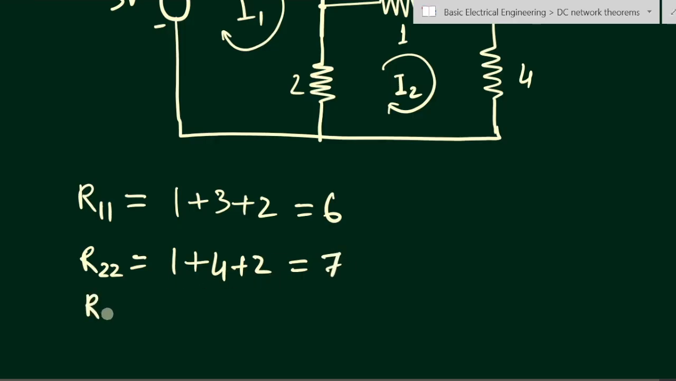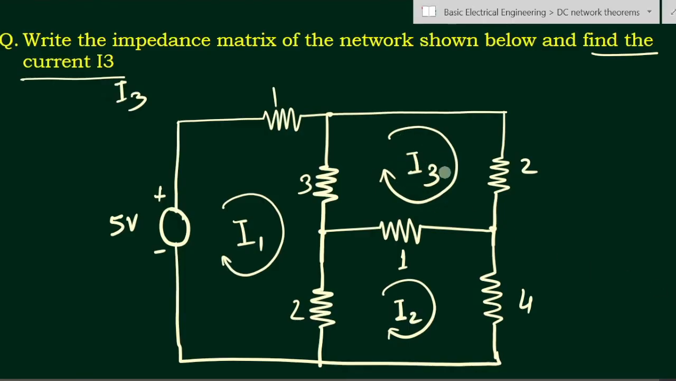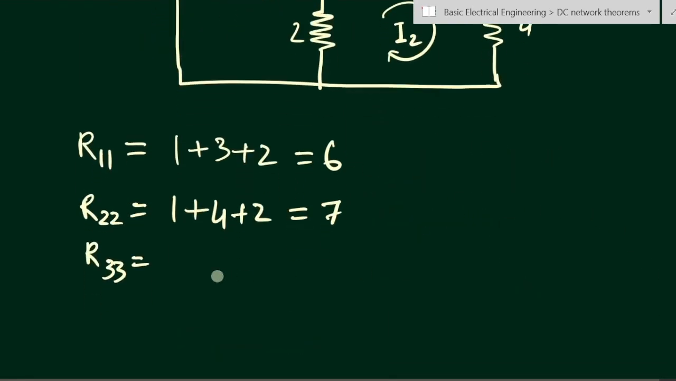Now let us see the self resistance R33, that is the resistance of loop 3 with respect to loop 3 itself. This is loop 3. So here we have 3 resistances: the 3 ohm resistance, the 2 ohm resistance, and the 1 ohm resistance. So self resistance is the sum 3 plus 2 plus 1. So what will be the value? 3 plus 2 is 5, plus 1, 6. So these are the self resistance values.